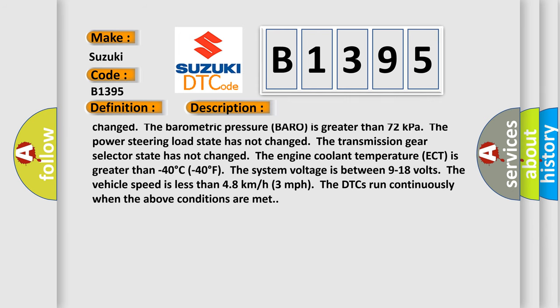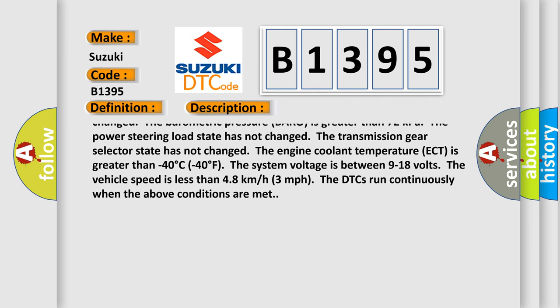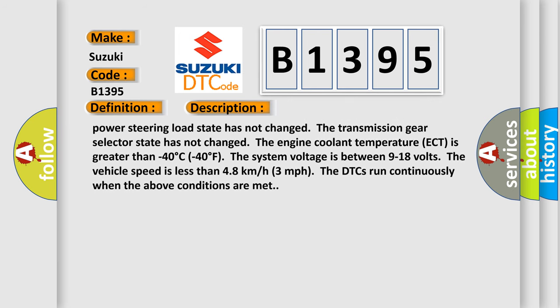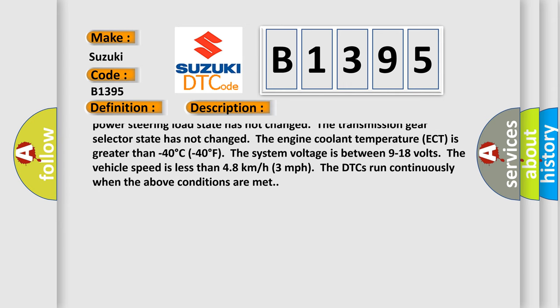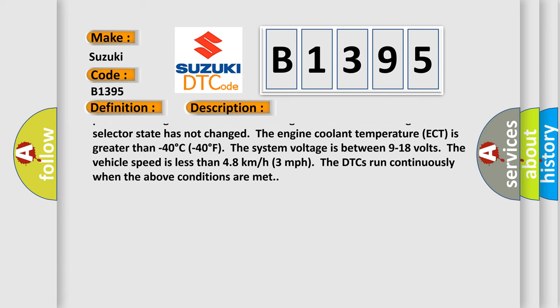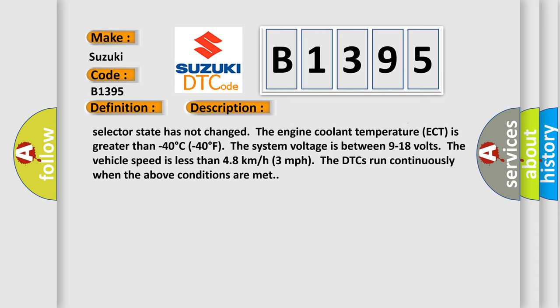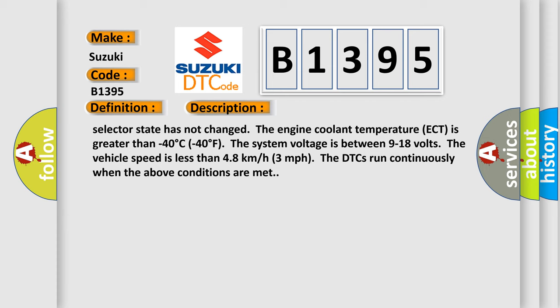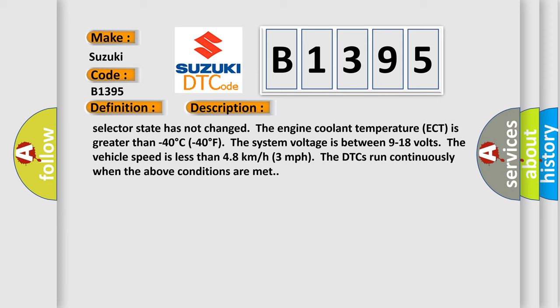The engine has been running for greater than 60 seconds. The engine is idling for greater than 10 seconds. The intake air temperature IAT is more than minus 40 degrees Celsius, 40 degrees Fahrenheit. The AC mode state has not changed. The barometric pressure BARO is greater than 72 kPa, the power steering load state has not changed, the transmission gear selector state has not changed, the engine coolant temperature ECT is greater than minus 40 degrees Celsius, 40 degrees Fahrenheit, the system voltage is between 9 to 18 volts, the vehicle speed is less than 48 kilometers per hour, 30 miles per hour. The DTC runs continuously when the above conditions are met.